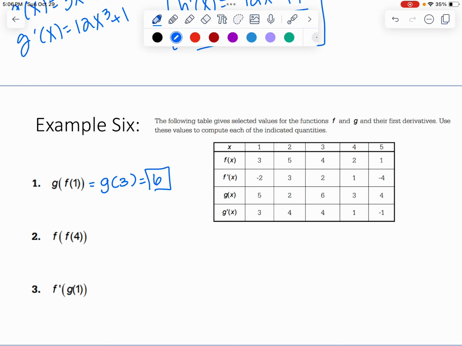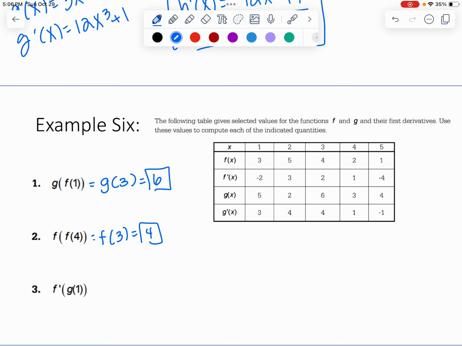The next one, notice that there is no calculus in there, so don't let it trick you. I'm just going to first find f of 4, because that's how you do these problems. f of 4 is 3, and then f of 3 is 4, and that is your answer for that one.